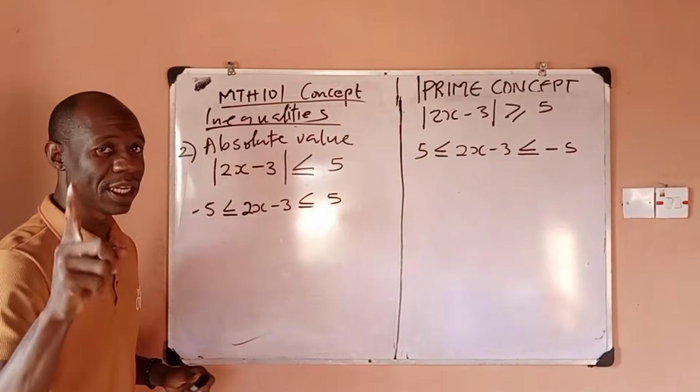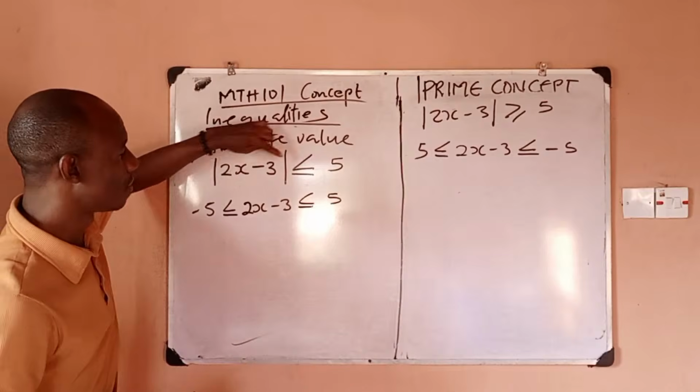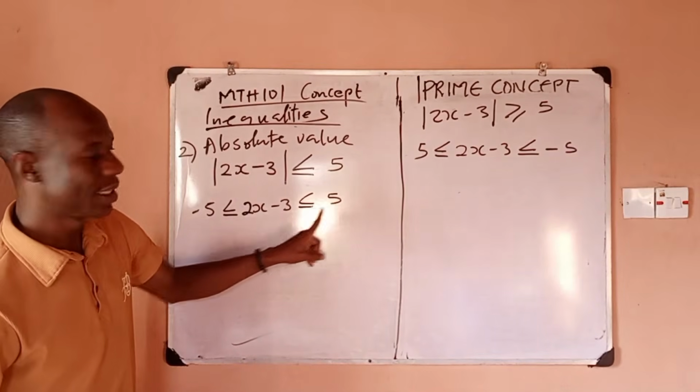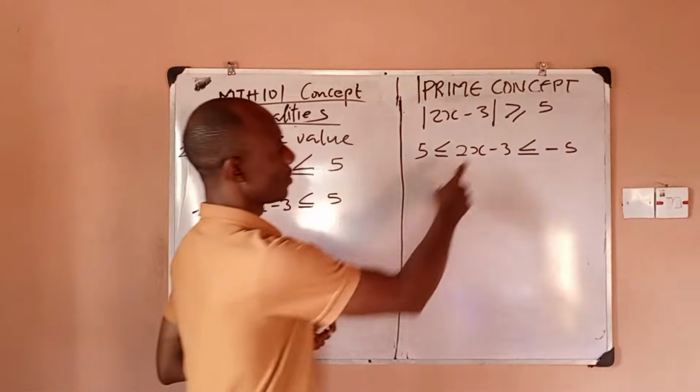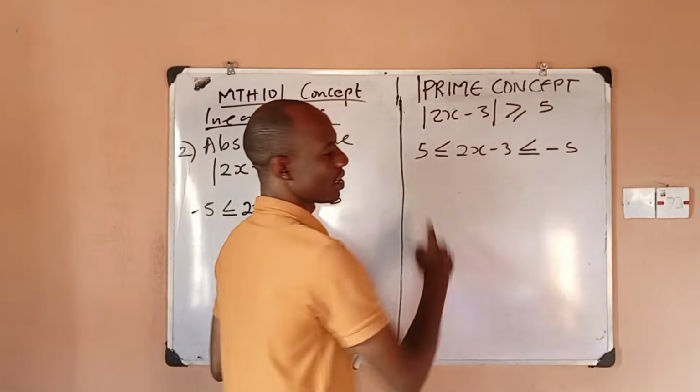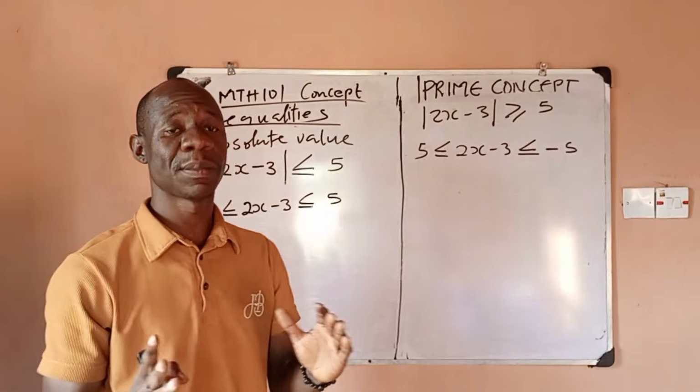Notice what I have explained. If you're dealing with absolute value and what you have is less than, the positive number is in front and the negative is at the back. Or if you're dealing with a greater than, the negative is in front and the positive is behind. Do you understand what I've explained?